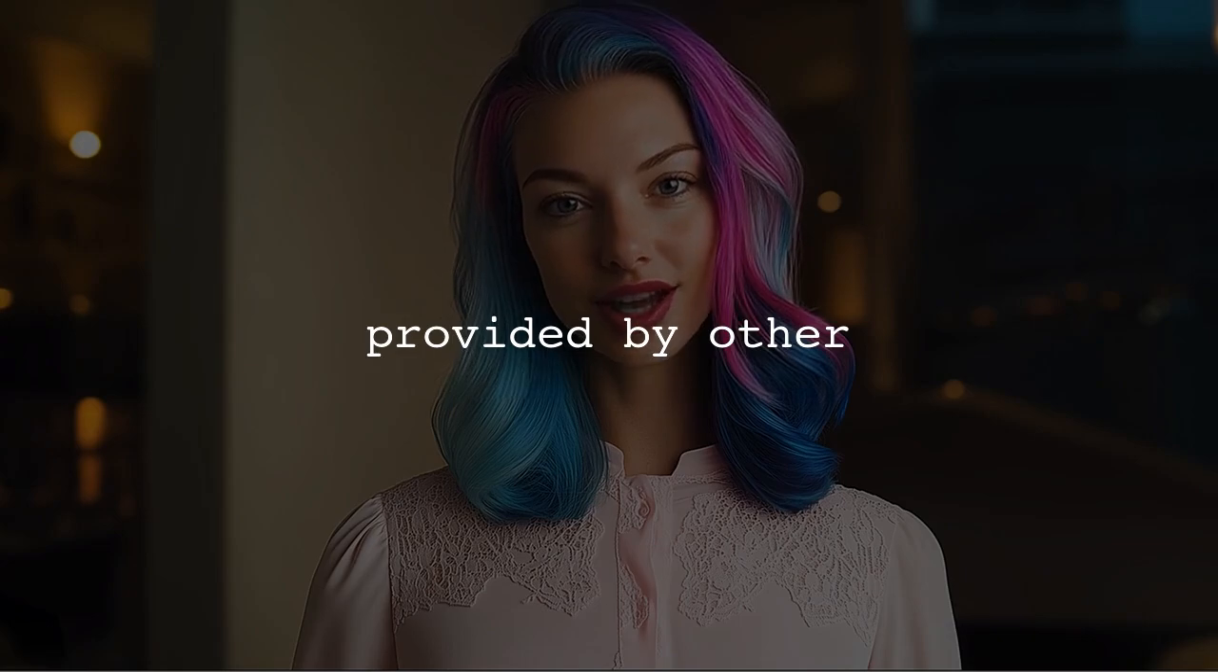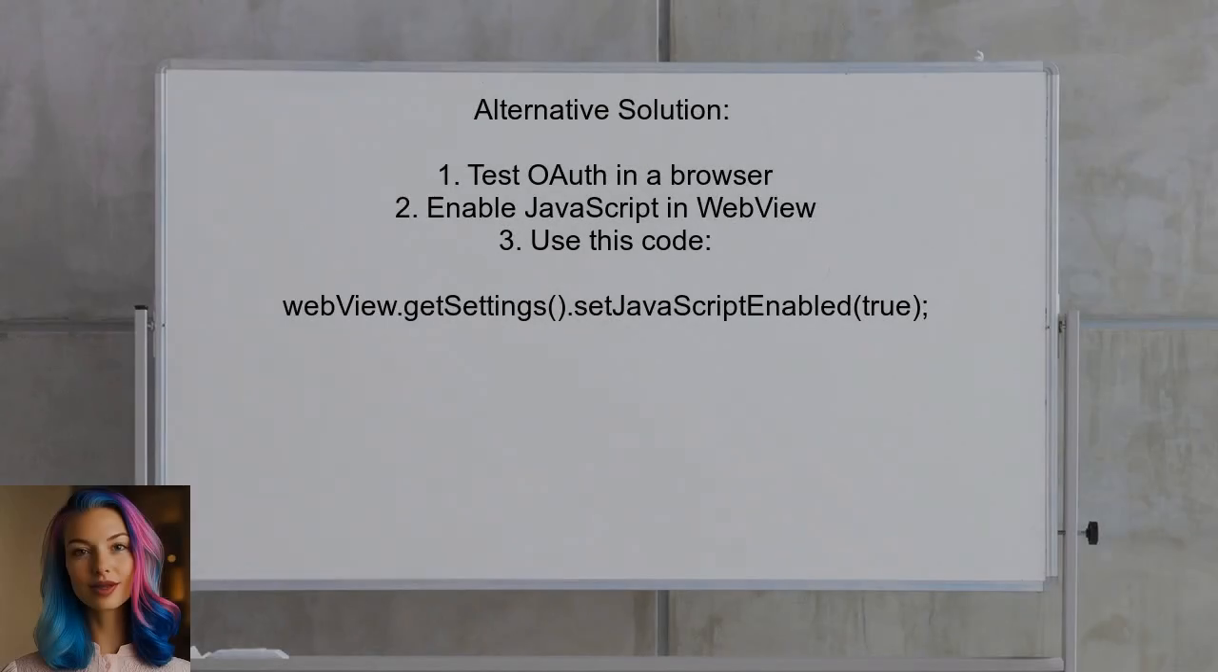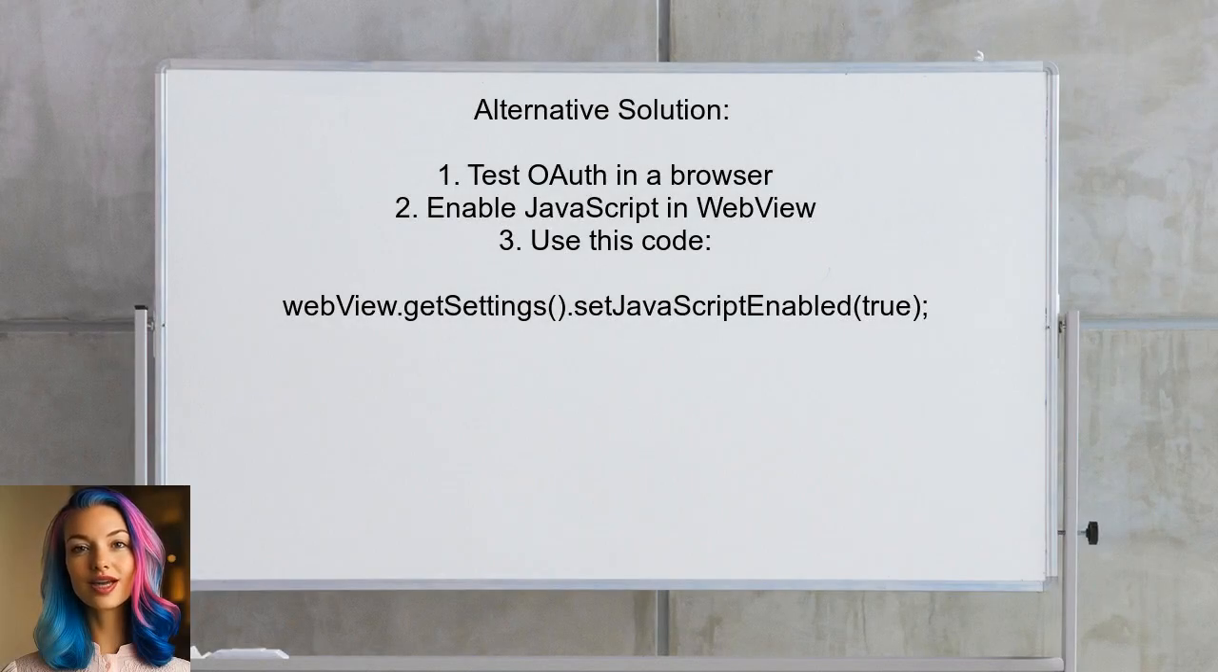Now, let's look at the answers provided by other users. One user found that the GitHub authorization button was initially grayed out, but became active after enabling JavaScript in the Android web view. They tested the OAuth process on a computer and noticed the difference. The key solution was to enable JavaScript by adding a specific line of code.